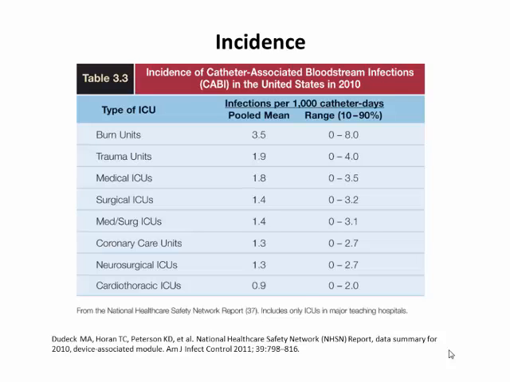This is the incidence in 2010, read as infections per 1,000 catheter days. As you can see, in the medical ICUs, this is across ICUs in major teaching hospitals in the country, the incidence is actually 1.8. That's not bad at all. That's a very good rate, and I'll go through why it has come down in the next few slides. As you can see, in burn units it's more because that's a risk factor on its own for BSIs, but the rest of the ICUs are almost around the same.